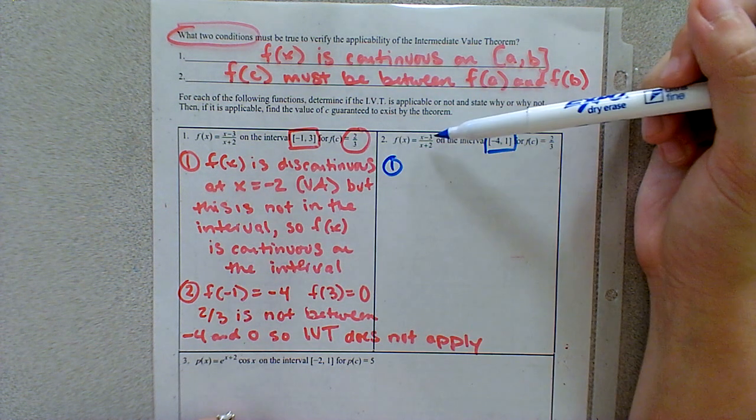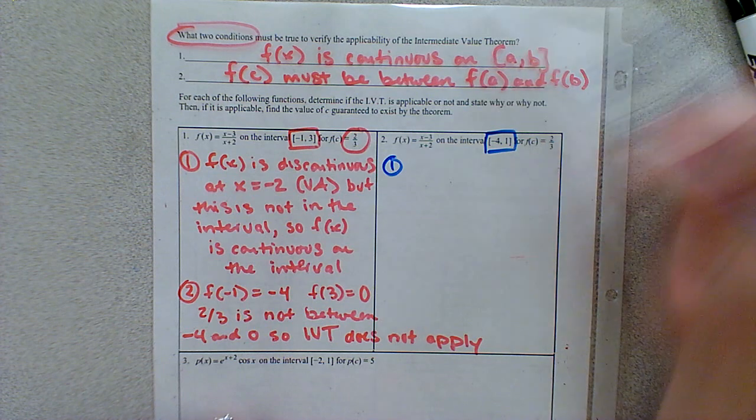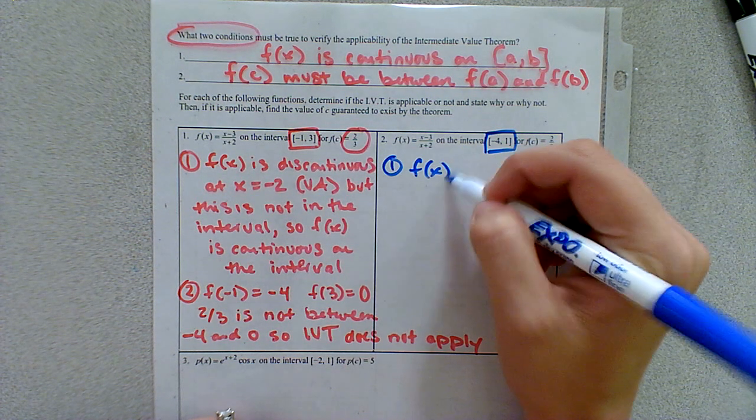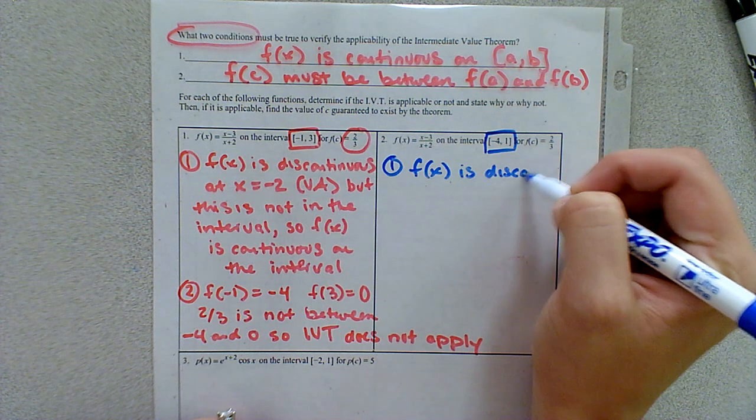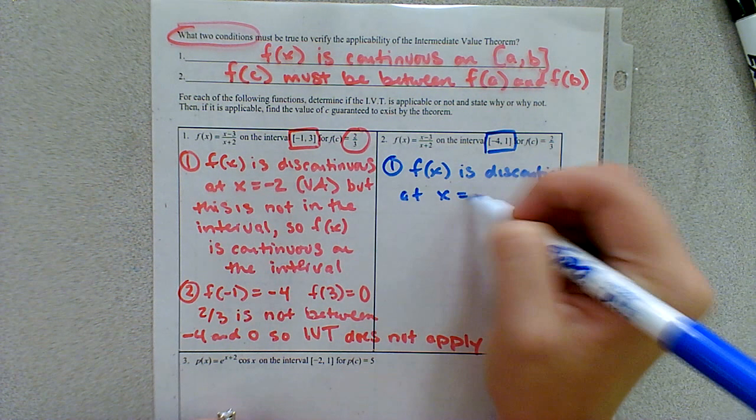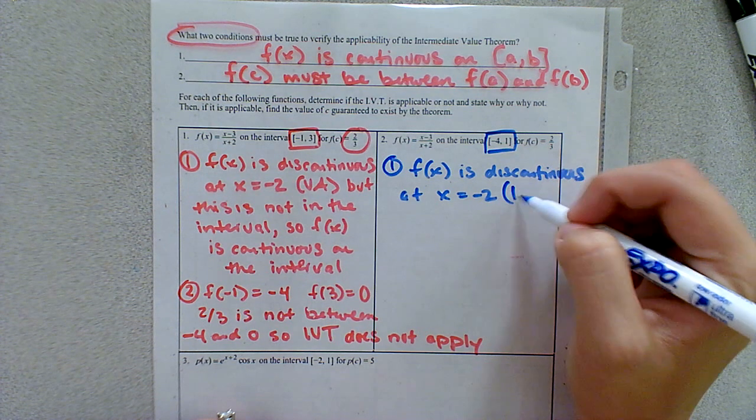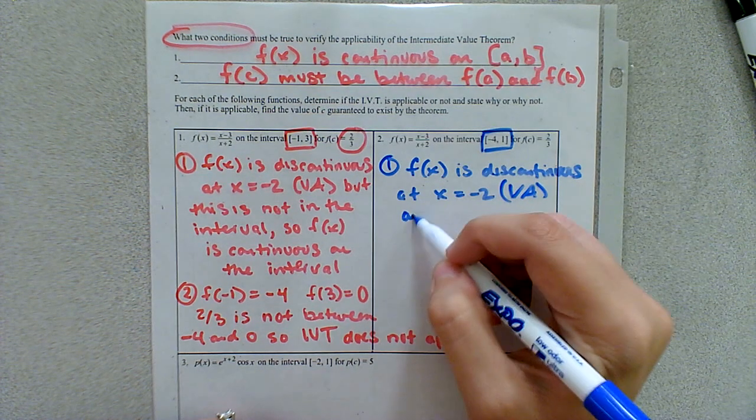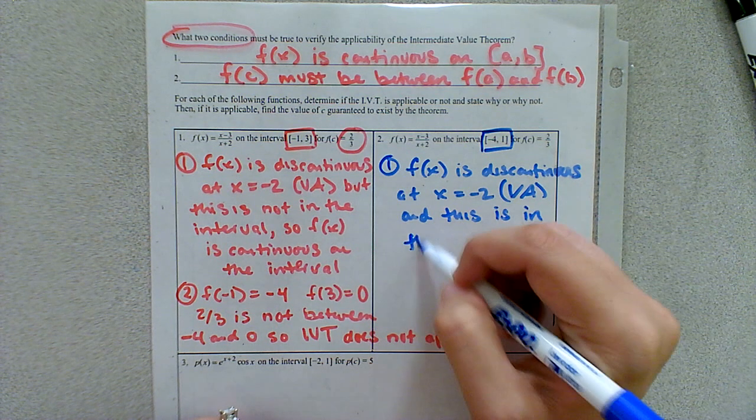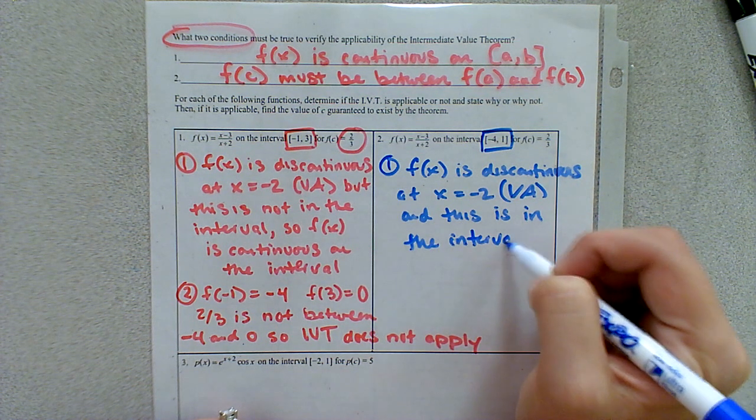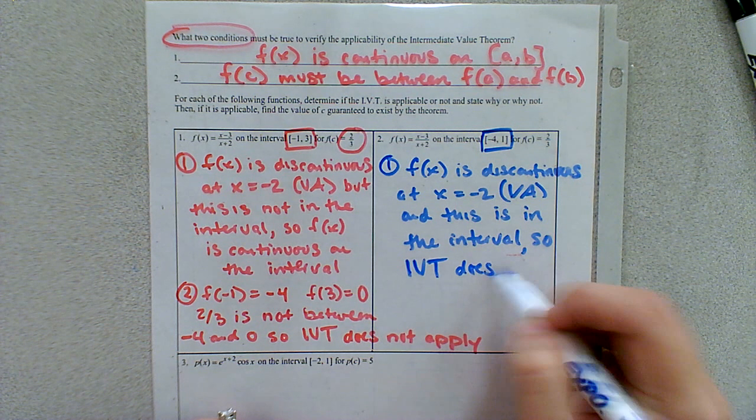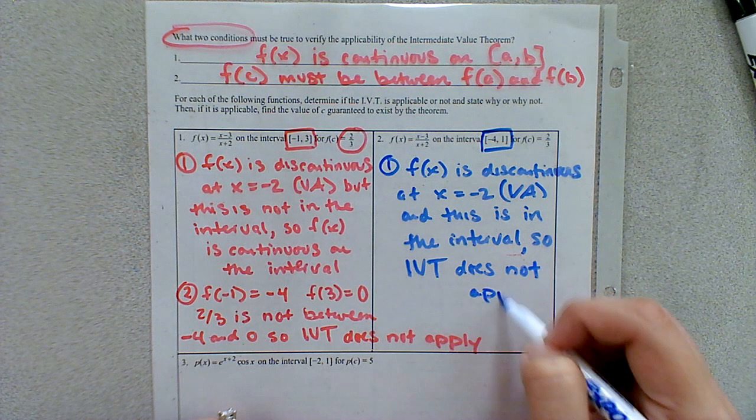So this time the intermediate value theorem fails because we do not satisfy that first condition of continuity. So we'll say f of x is discontinuous at x equals -2 because of that vertical asymptote, and this is in the interval, so the intermediate value theorem does not apply.